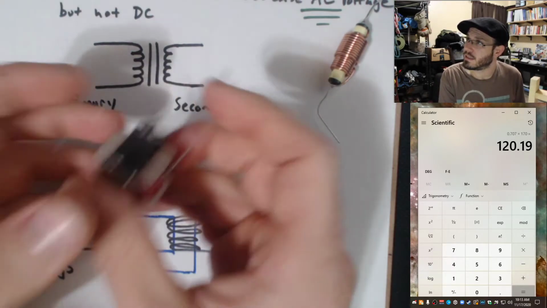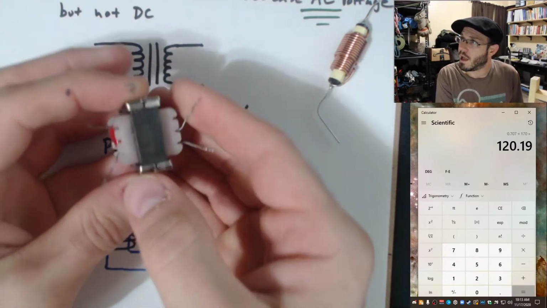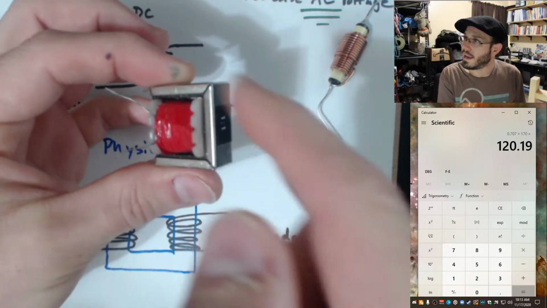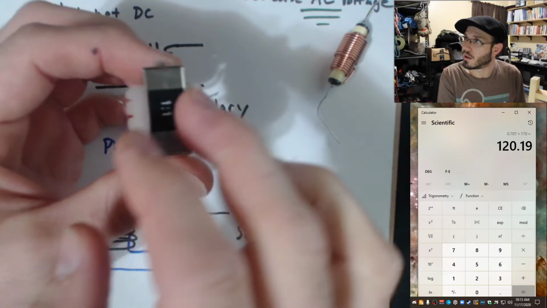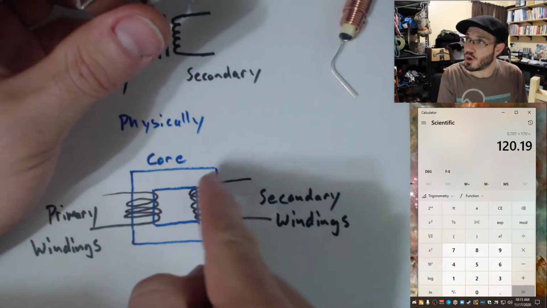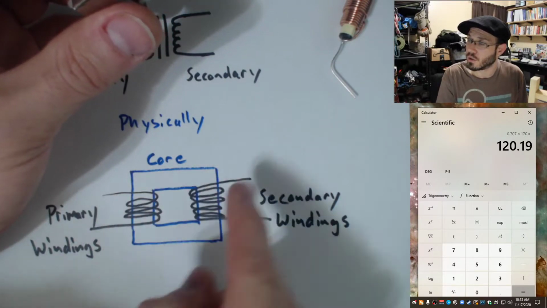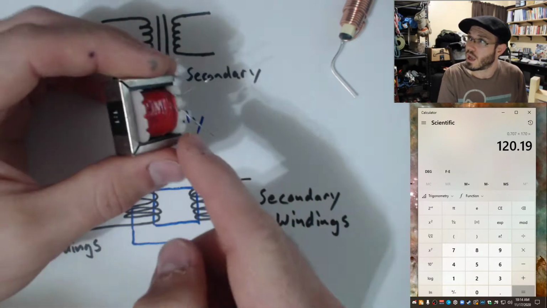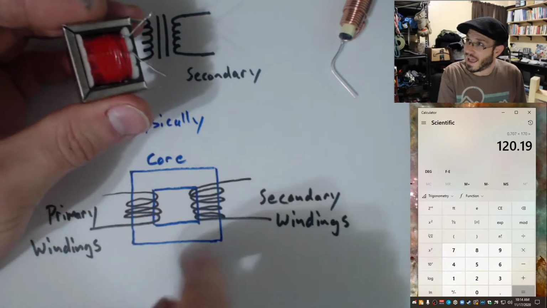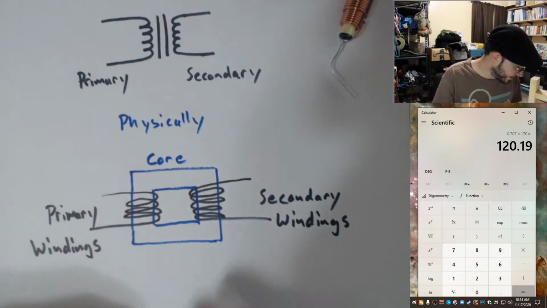Over here, this is a smaller transformer. This one's designed more for small signals, but nevertheless, it's the same idea. I have windings around a core, and I have another set. They're electrically isolated. There are no electrical connections between these two inductors, between these two sets of coils. They are only interacting with each other through the shared magnetic field that's concentrated inside of this core.